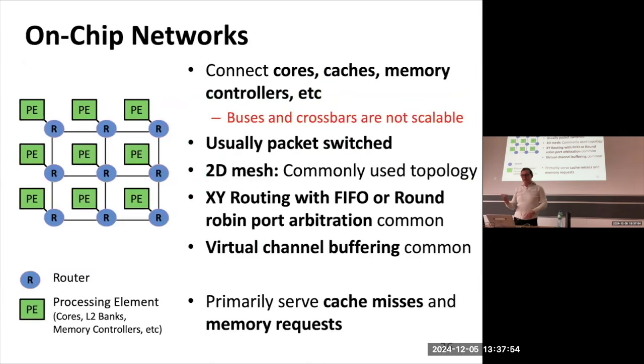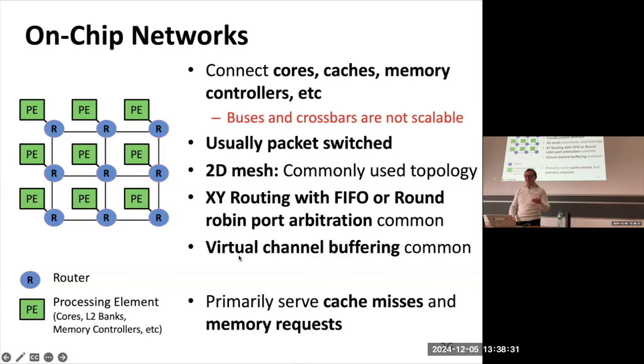Okay, so what are on-chip networks? Clearly, on-chip networks are a special case of general communication networks. You have processing elements, and you have routers, and all of these reside on chip. They can connect cores, caches, memory controllers. And if you have, let's say, thousands of cores, probably buses and crossbars are not scalable, as we discussed in the last lecture, right? They could be packet switched, usually. A common topology is 2D mesh, but remember, we discussed different topologies last time. Hierarchical rings are also employed a lot in on-chip networks today. So these are some examples.